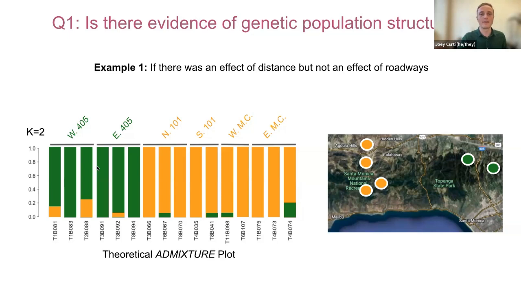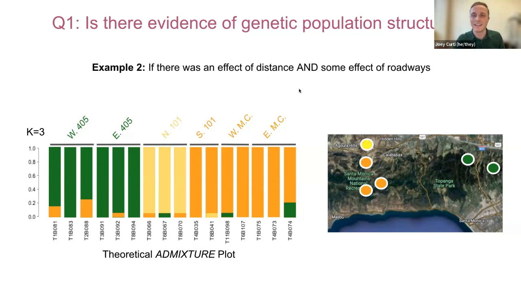A different scenario is that there is an effect of both. The second scenario is that we see both an effect of geographic distance, so how far apart are samples, and we see an effect of roadway, explaining this genetic variation data.